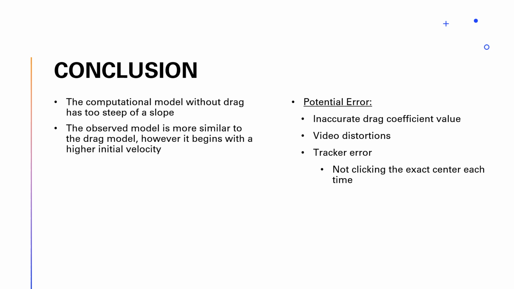So in conclusion, we can say that the computational model without drag has too steep of a slope to account for what we observed, but also the observed model is more similar to the drag model, but it begins with a higher initial velocity. And some of these errors could be accounted for by an inaccurate drag coefficient value, any video distortions, and then Tracker error such as not clicking the exact center each time of the crumpled piece of paper.